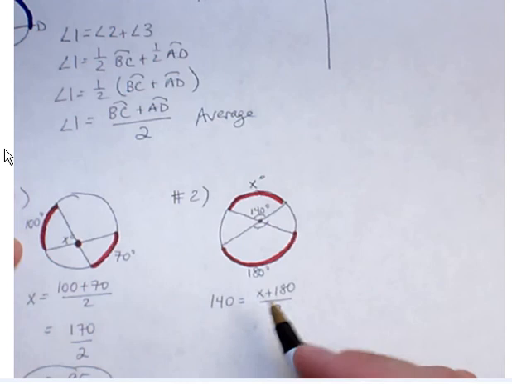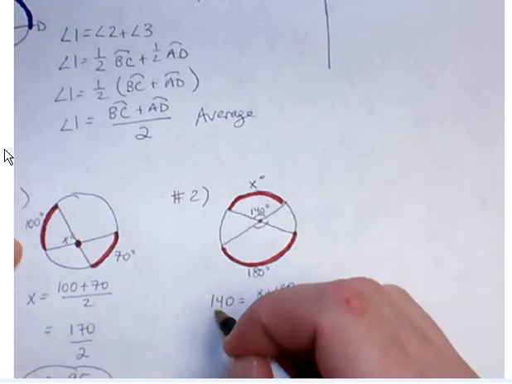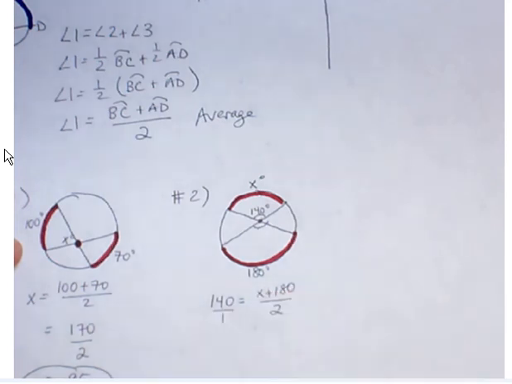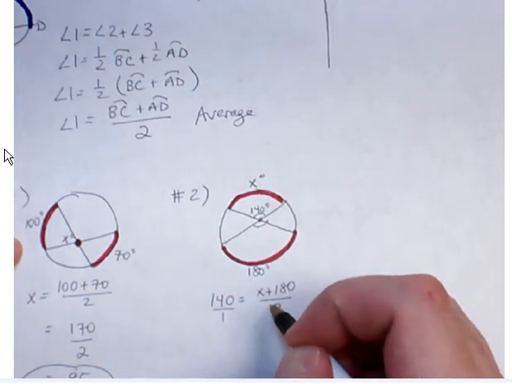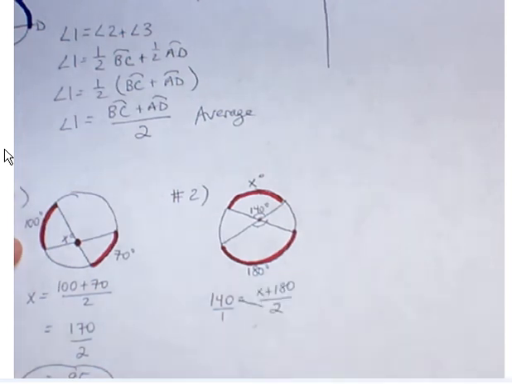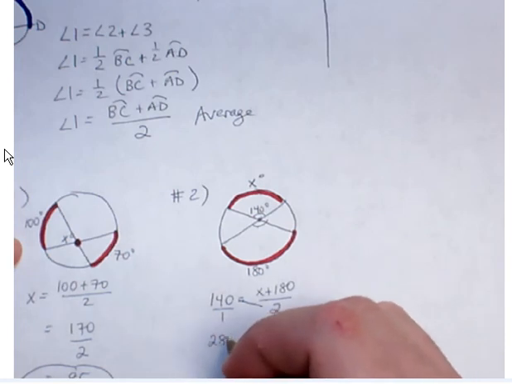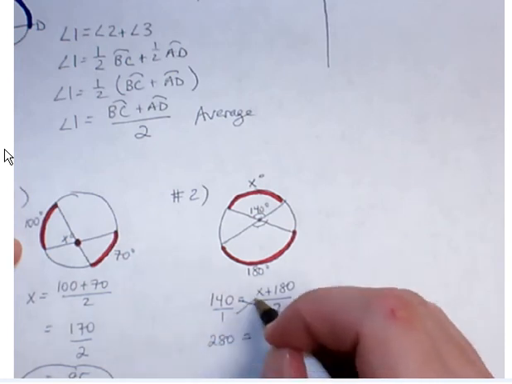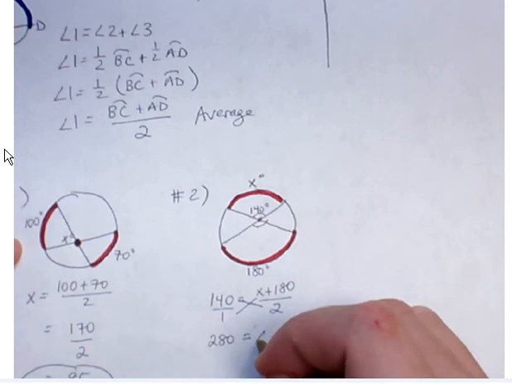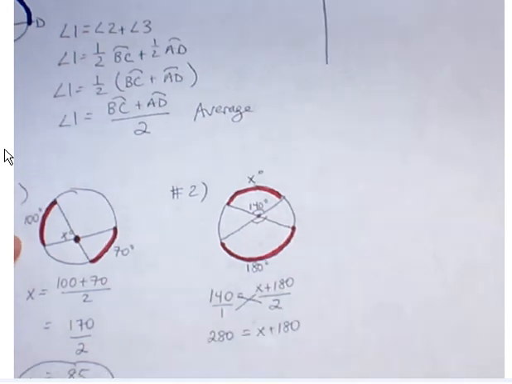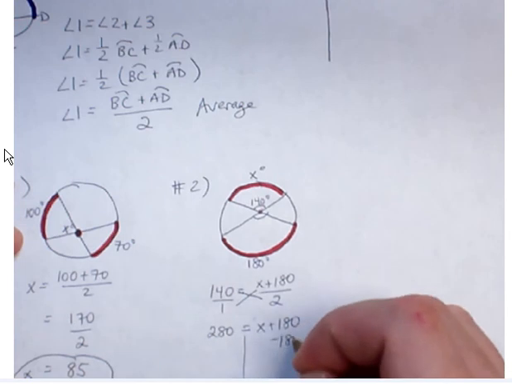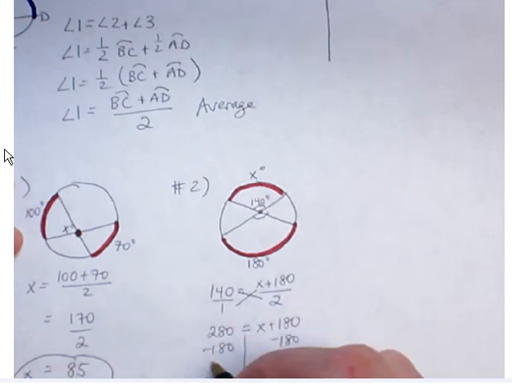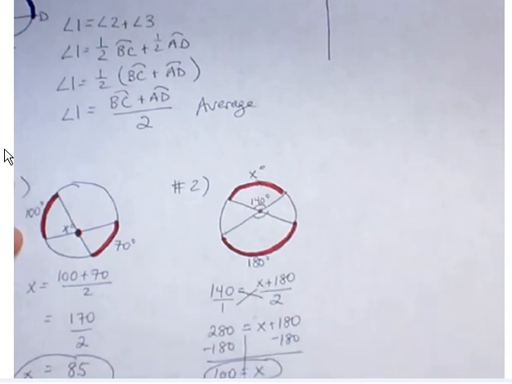Now to solve this, you can think of this as a proportion. Actually, we can do this as 140 over 1. All we have to do is cross multiply. So 2 times 140 is 280 equals 1 times x plus 180, which is just x plus 180. And then we'll solve this equation here, subtract 180 from both sides, and we get 100 equals x. And that's it.